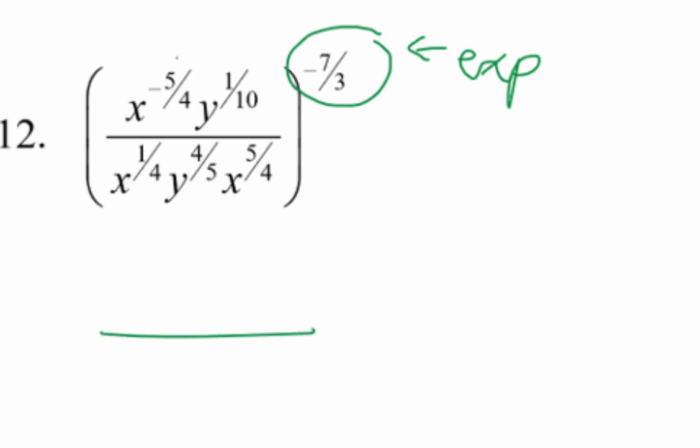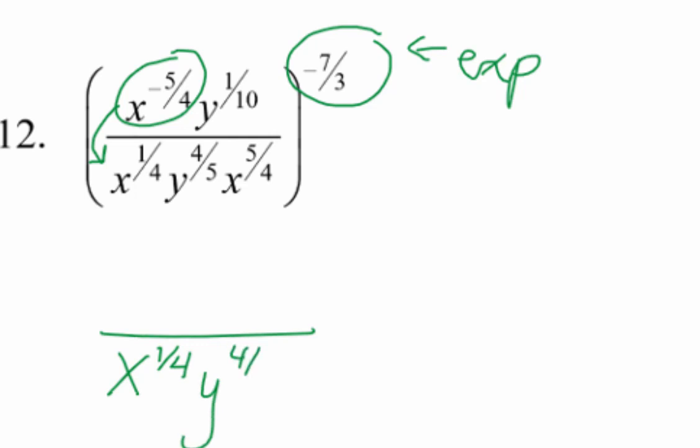I noticed that the only term that has a negative exponent is this one, this x to the minus 5/4. So I'm going to bring it down to a reciprocal so that we can change the sign to positive 5/4. So look at what that means. This x to the 1/4 was there. This y to the 4/5 was there. This x to the 5/4 was there.